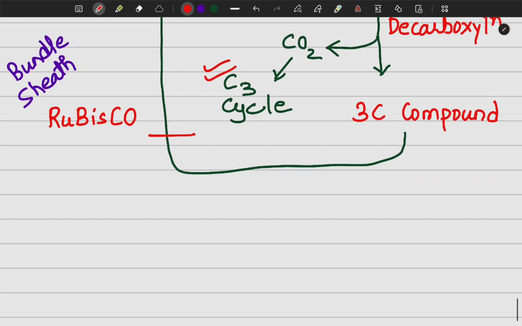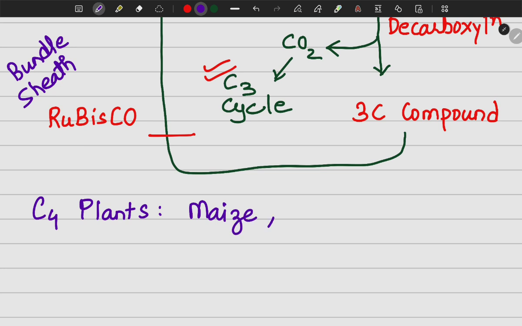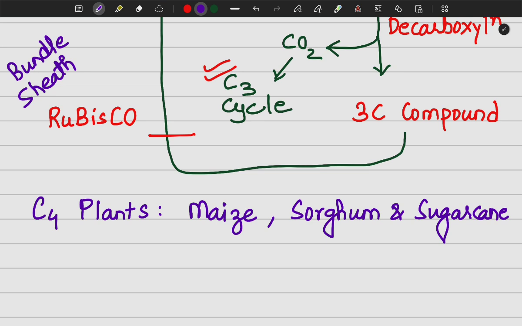Now the examples of C4 plants: there are three examples of C4 plants: maize, sorghum, and sugarcane. And C3 plants will be those plants in which the C3 cycle occurs. And C4 plants are those plants in which the C3 and C4 cycle both occur, to avoid photorespiration. And these are the examples of C4 plants.